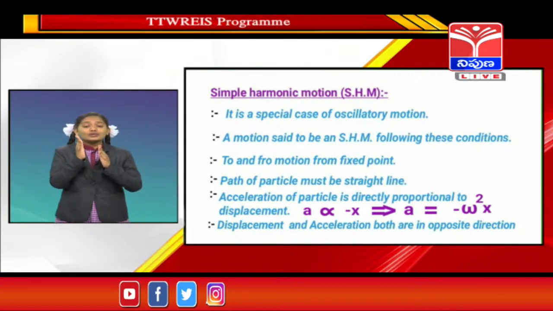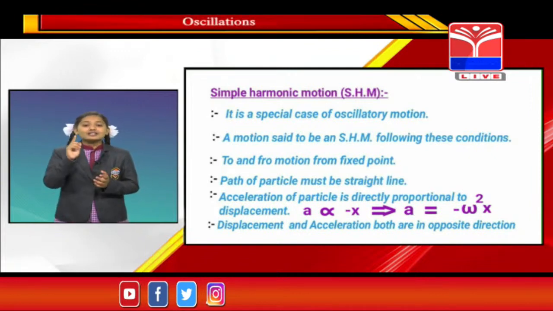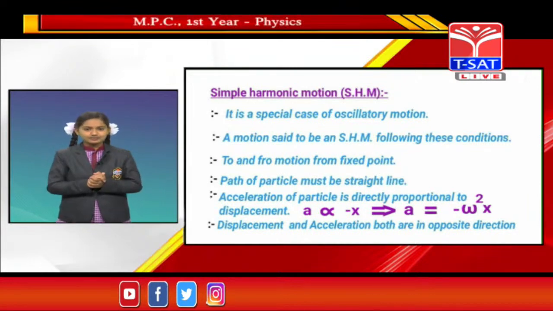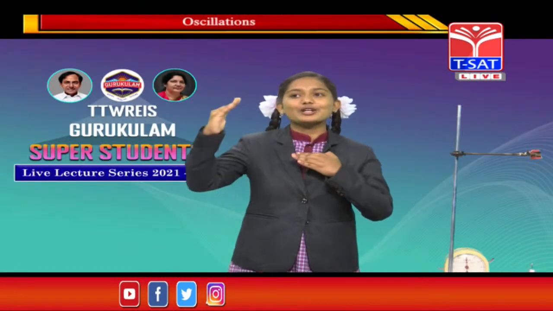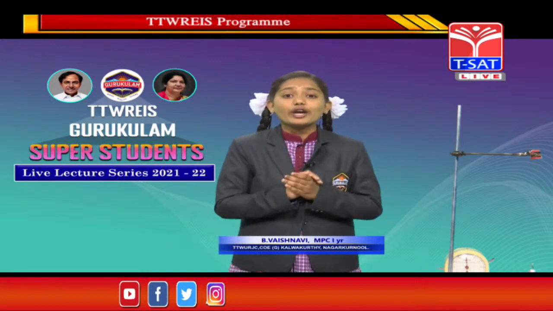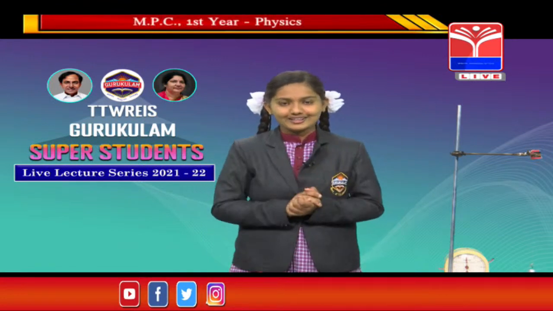Here the minus sign indicates that the acceleration of the particle and the displacement are in opposite directions. Where the proportionality is removed, a is equal to minus omega square x, where omega square is a constant term. I hope you are understanding how to consider certain motion as a simple harmonic motion. By using this rule, you are able to consider certain motion as a simple harmonic motion.